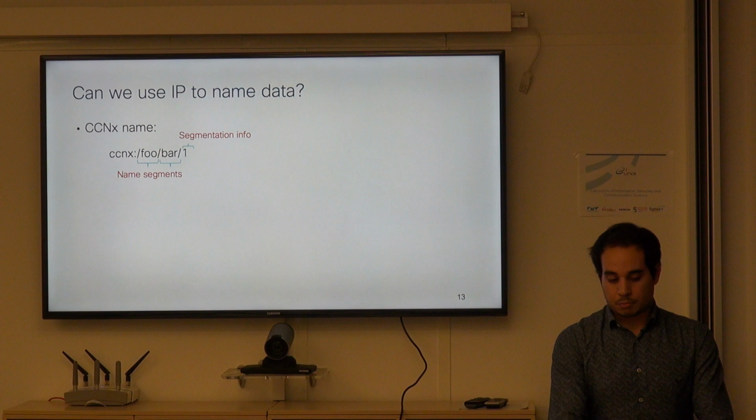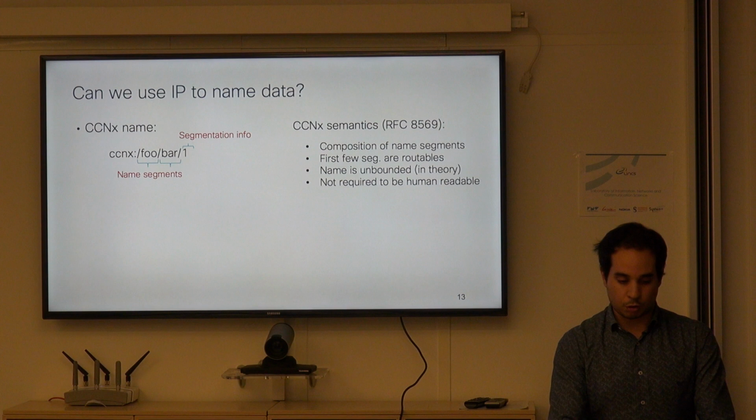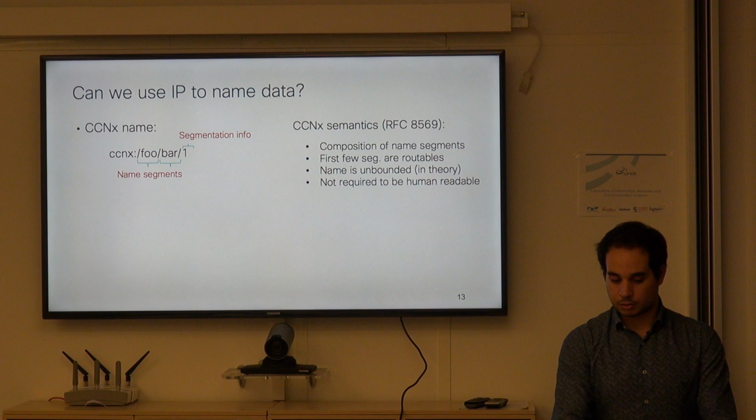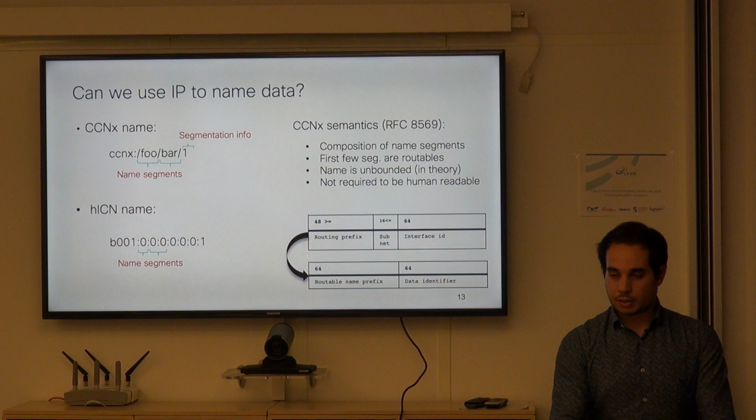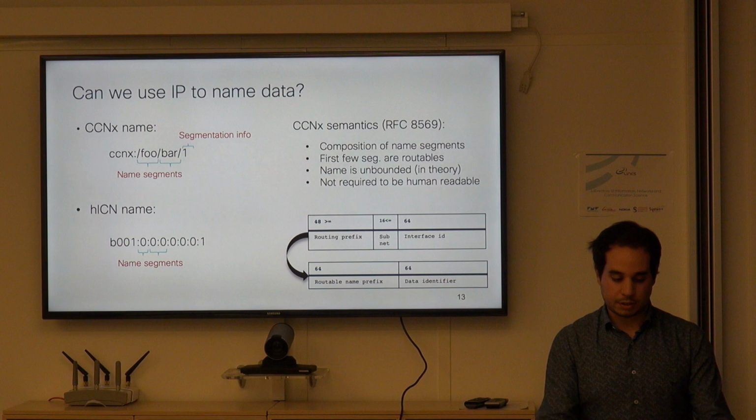Normally in vanilla ICN, a name is a combination of name components and segmentation information, which doesn't have to be human readable. The specification doesn't require them to be human readable. An HCN name is basically an IP address. It can be IPv6 or IPv4. I will use IPv6 in this presentation also because it allows for bigger namespaces.